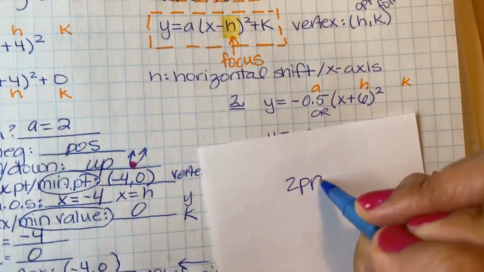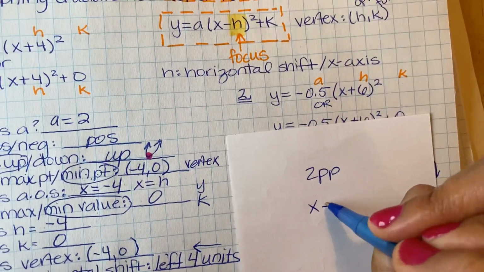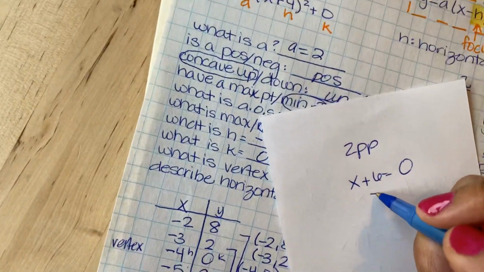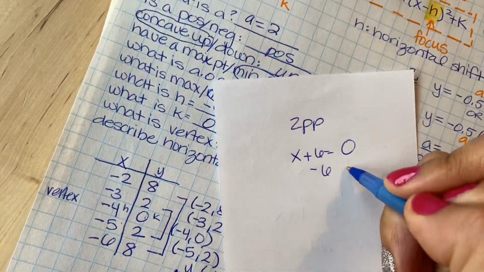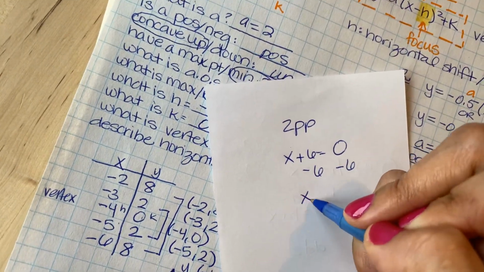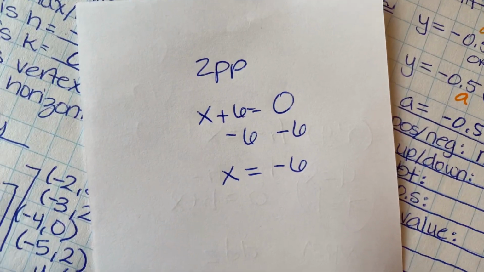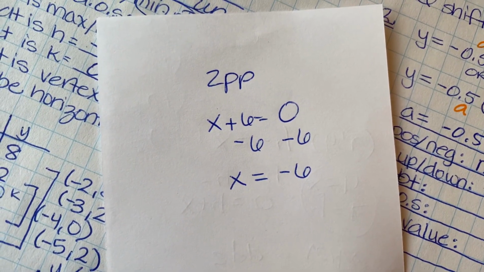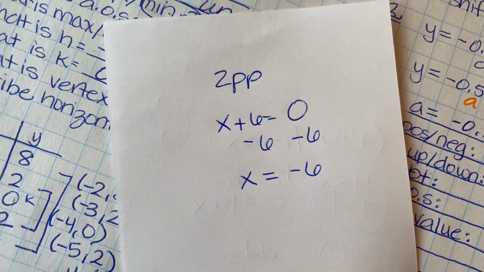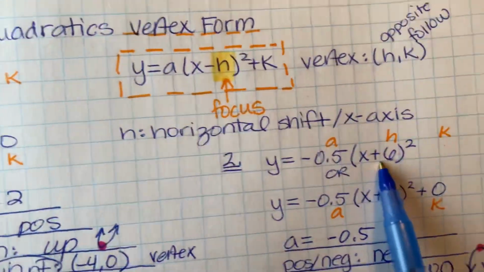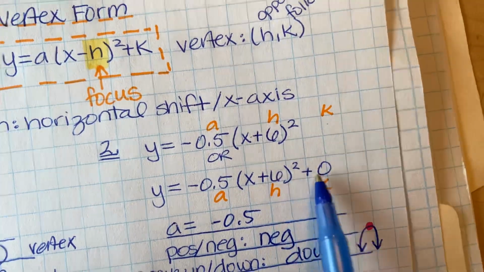Okay, zero product property, right? So if you have x plus 6 is equal to 0, your one-step equation would be to take the negative 6 over, because you would subtract. And so that is why you go opposite H, follow K, because of the zero product property. Okay, so just buy into that. So opposite H, follow K, negative 6, 0.